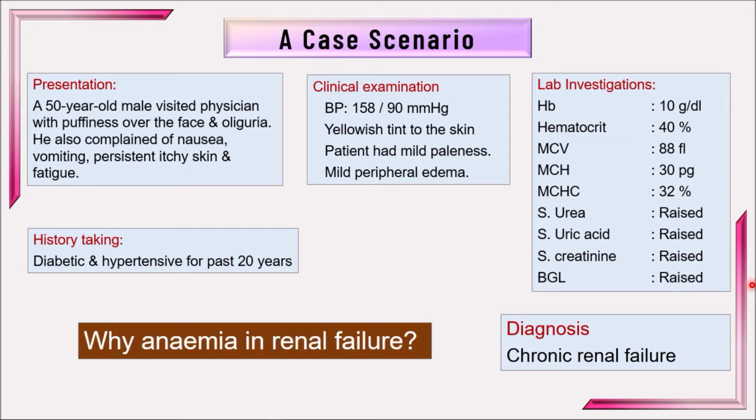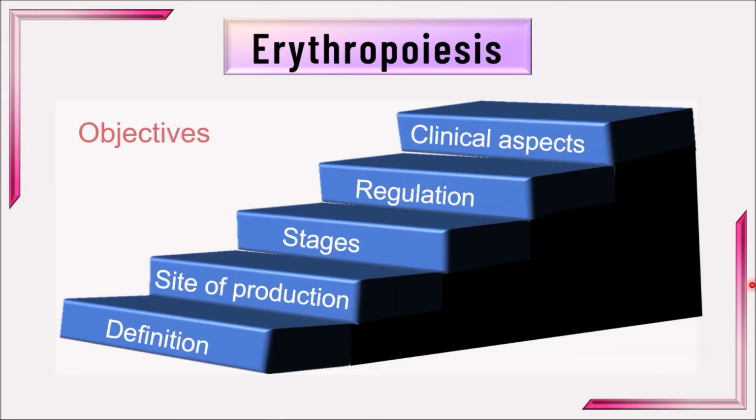Now the question here is, why is there anemia in case of renal failure? After studying this topic, you will definitely get this answer. So let us begin with this topic, and we shall study it under the headings definition, site of production, stages, regulation and clinical aspects.